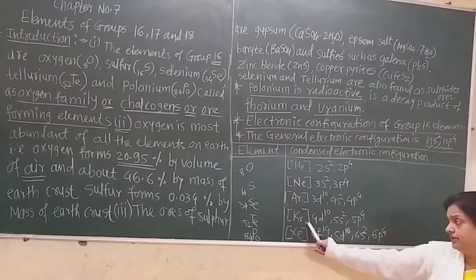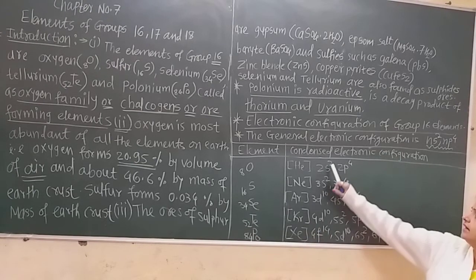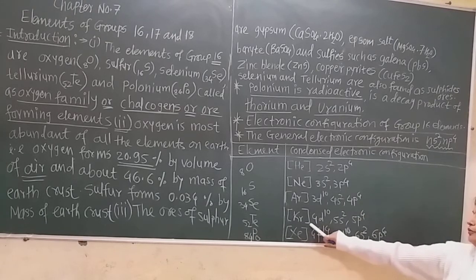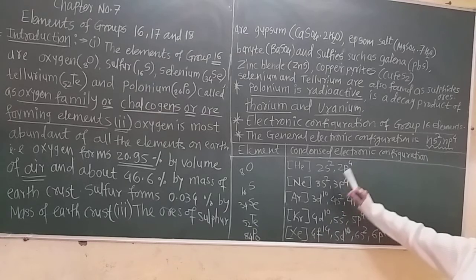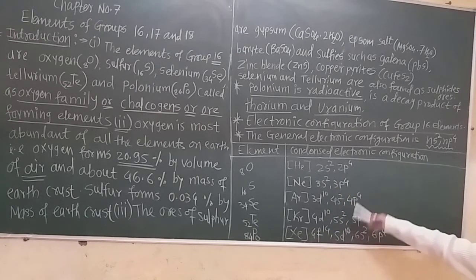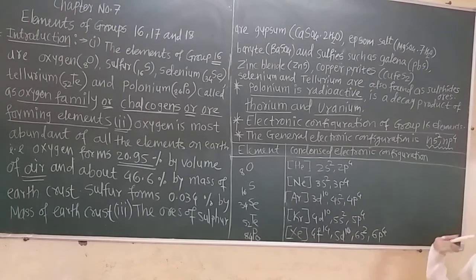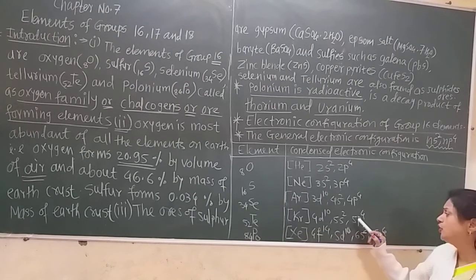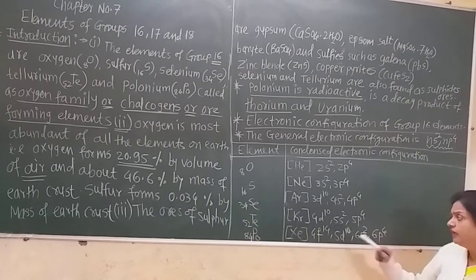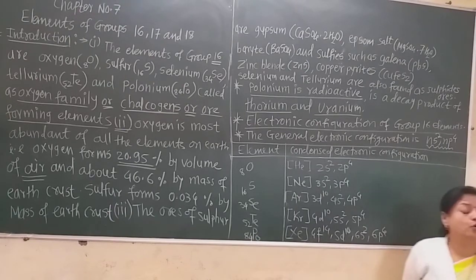So we show the condensed electronic configuration in this way. Krypton, here is the 3d10, here is the 4d10. Remember, because electronic configuration is always asked in the examination. And then as here are 4s2 4p4, you write 5s2 5p4. This is very important. And again, polonium has atomic number 84.